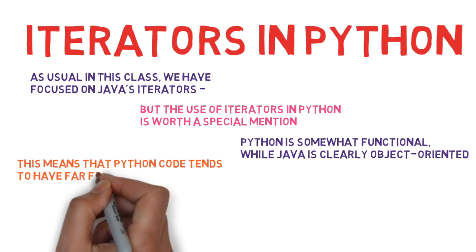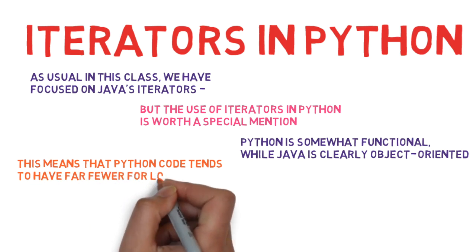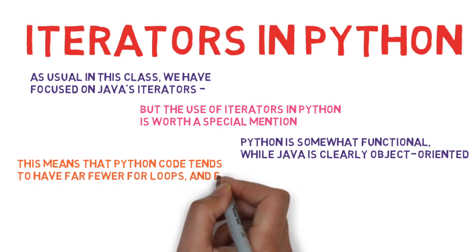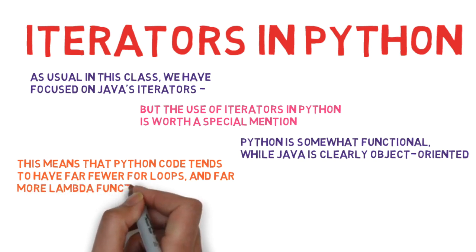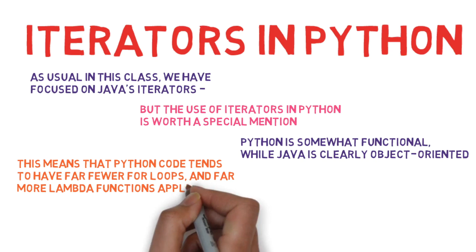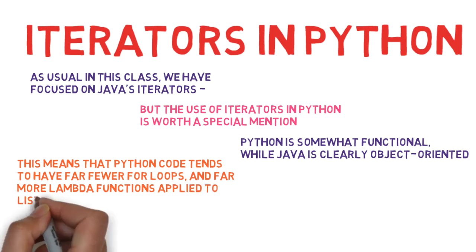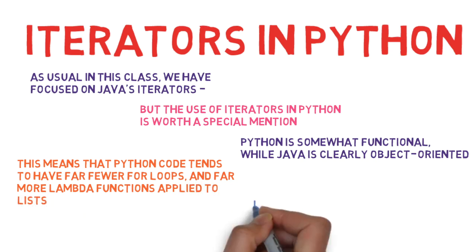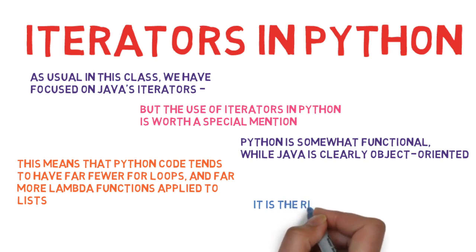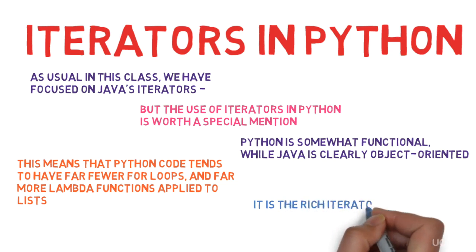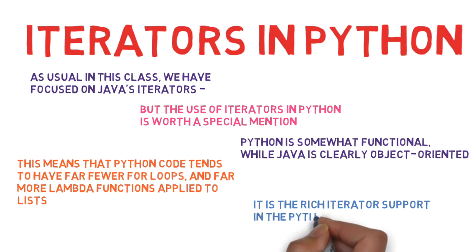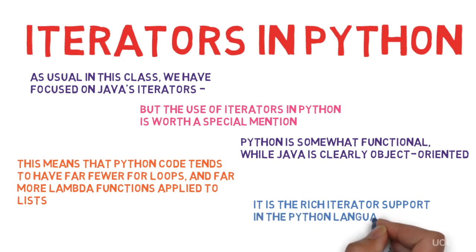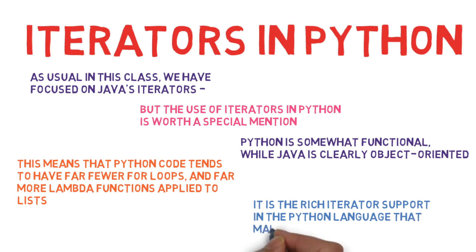This means that Python code tends to have far fewer for loops and far more lambda functions applied to lists. The general way of programming in Python is to use lambdas and apply them to all elements in a list. This is only possible because of the rich iterator support in the Python language. Let's quickly look at what this rich iterator support is in Python.